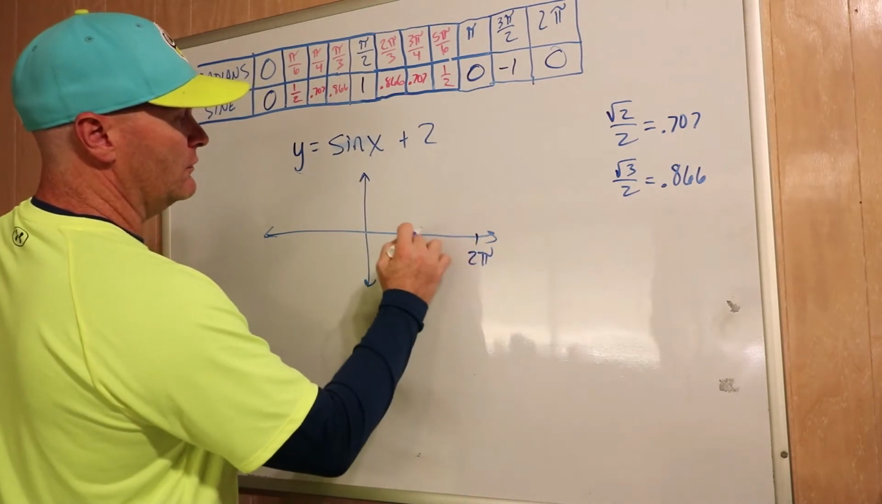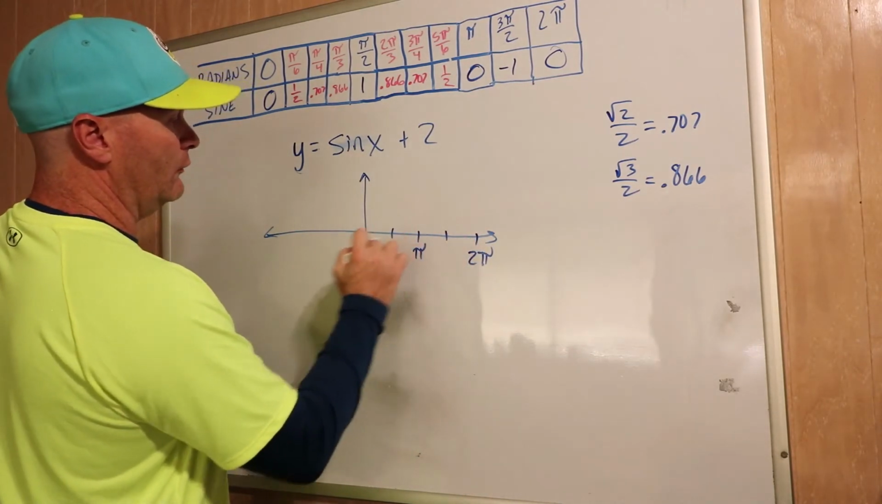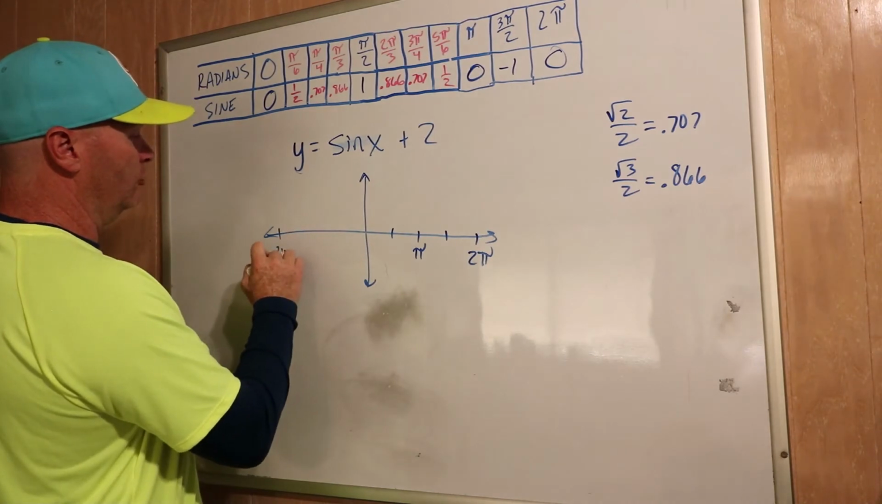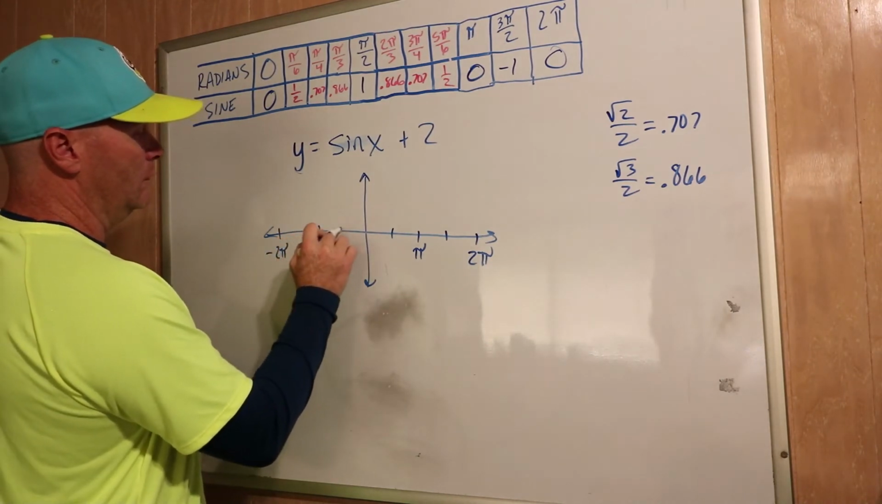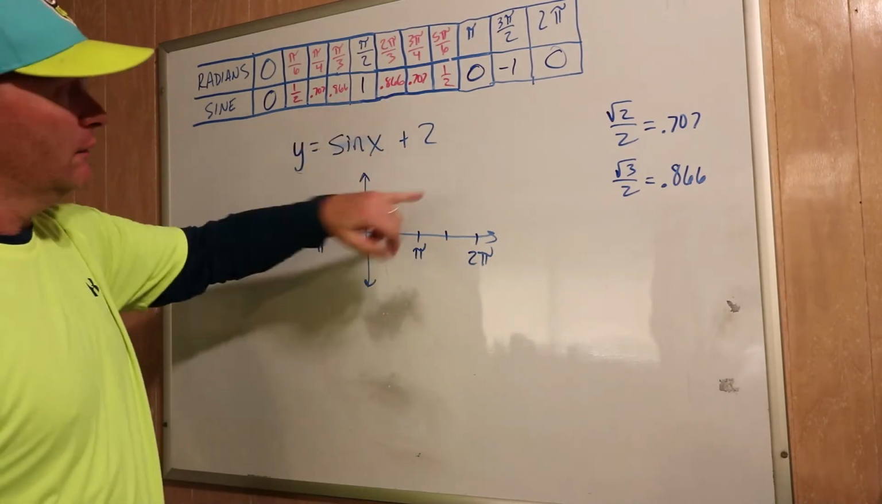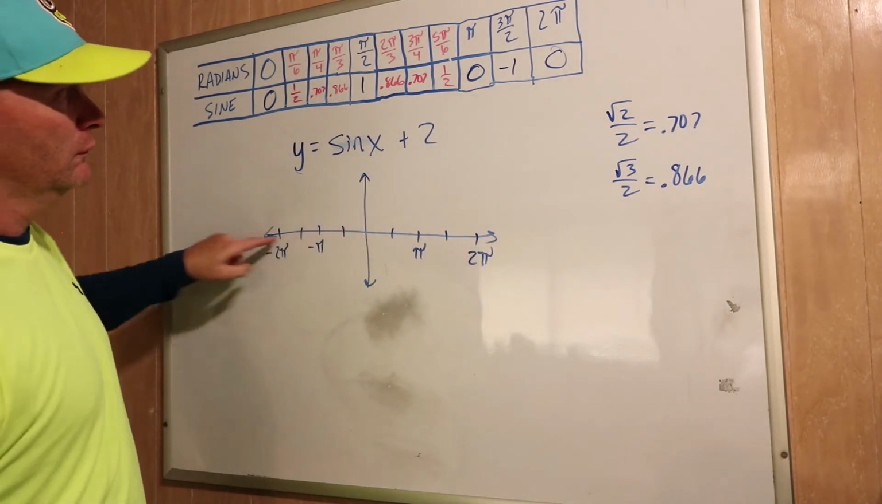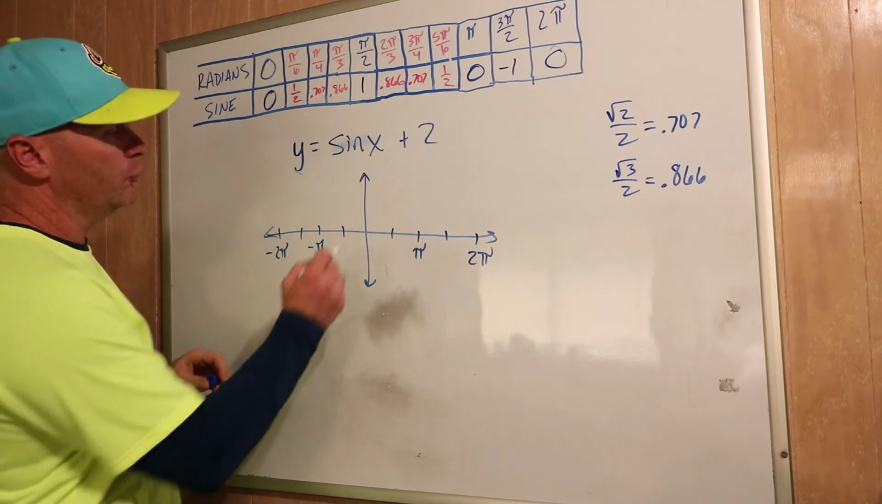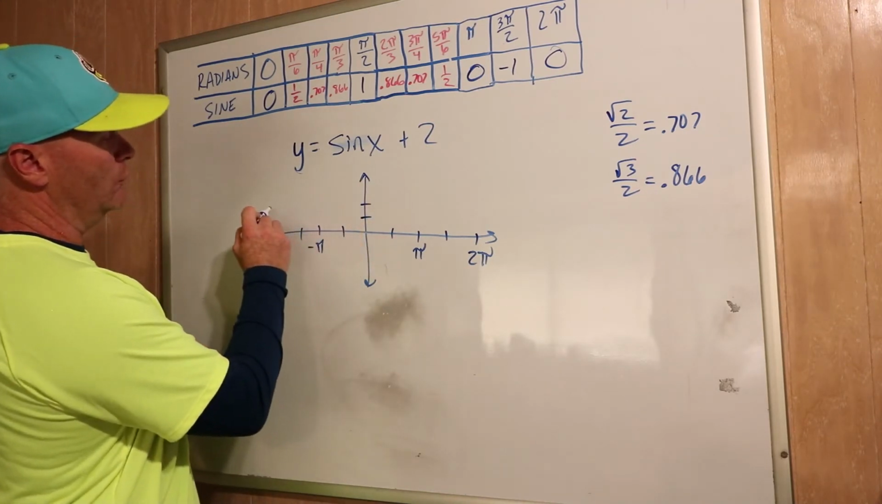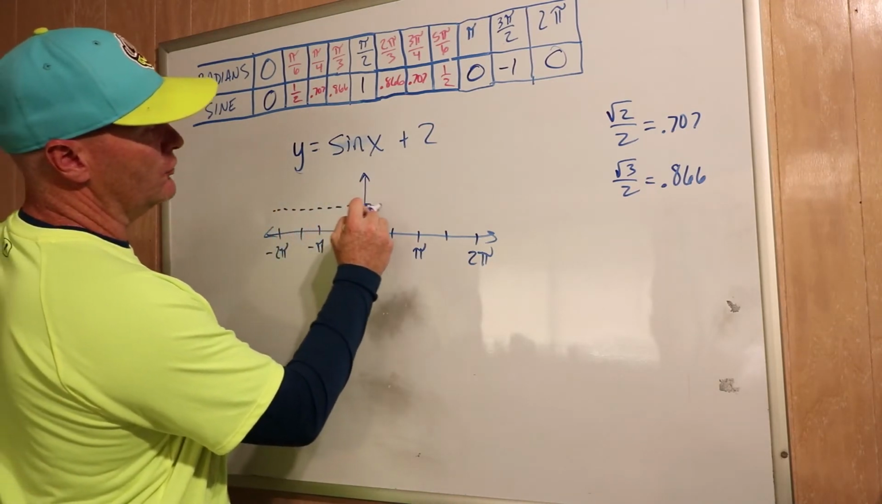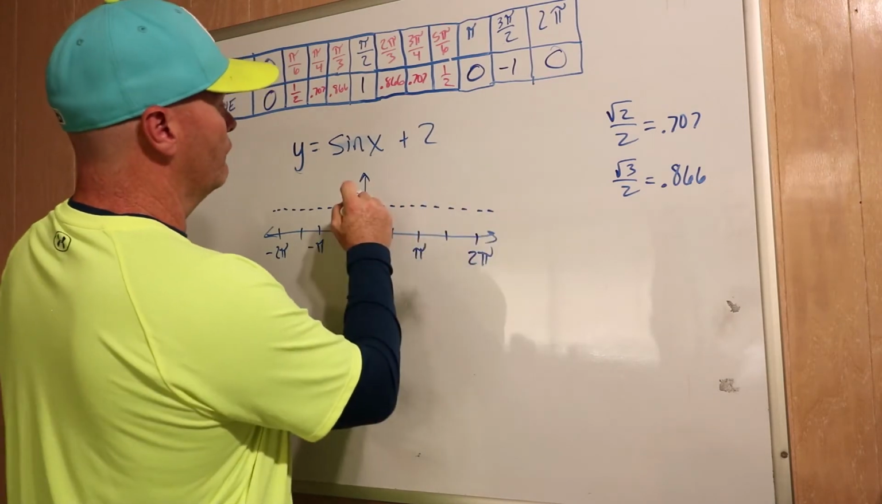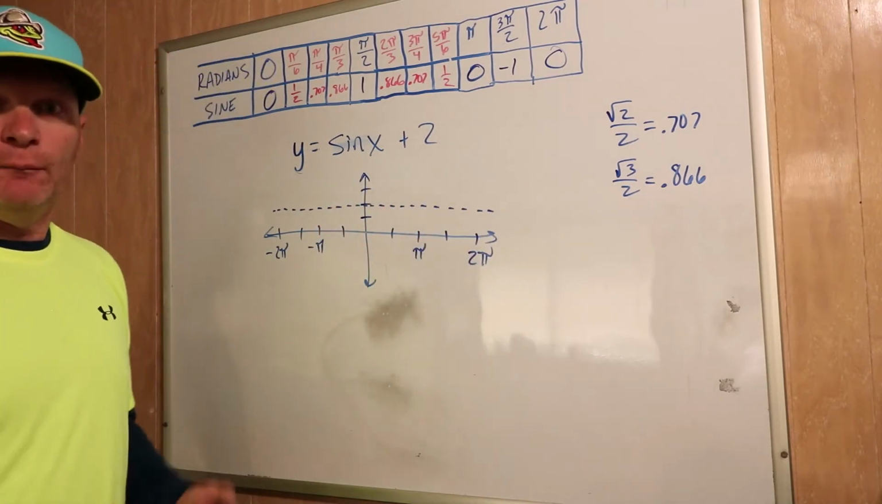So on a sine or cosine graph, what that vertical shift does is it moves the midline. So instead of our midline being 0, since it has a vertical shift of 2, our midline is going to be 2. So what I like to do is put a dashed line through 2, and that tells me that's kind of my new starting point.